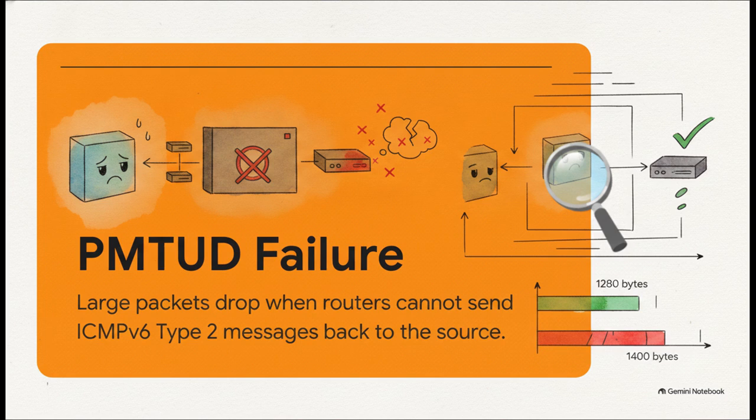What's happening is that large packets are hitting a router with a smaller MTU limit, but a firewall is blocking that router from sending the necessary ICMPv6 Packet Too Big message back to the source. It literally creates a black hole on your network.